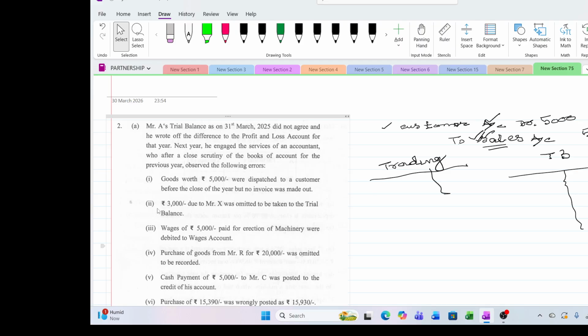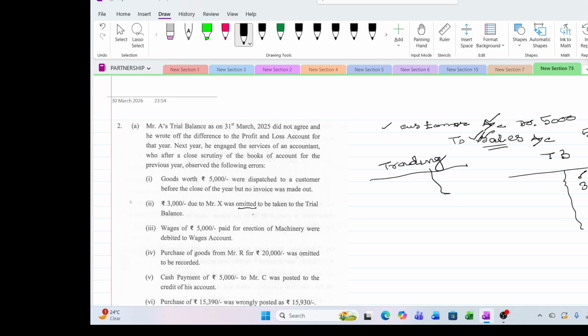Okay. So the next thing is that 3,000 due to Mr. X was omitted to be taken to the trial balance. Only this was omitted. You have to read it very, very carefully. 3,000 due to Mr. X. So due to Mr. X means Mr. X should have been credited with 3,000 rupees. Then this should have appeared in the trial balance. Now it is not appearing in the trial balance because it is omitted. So the X account is not appearing.